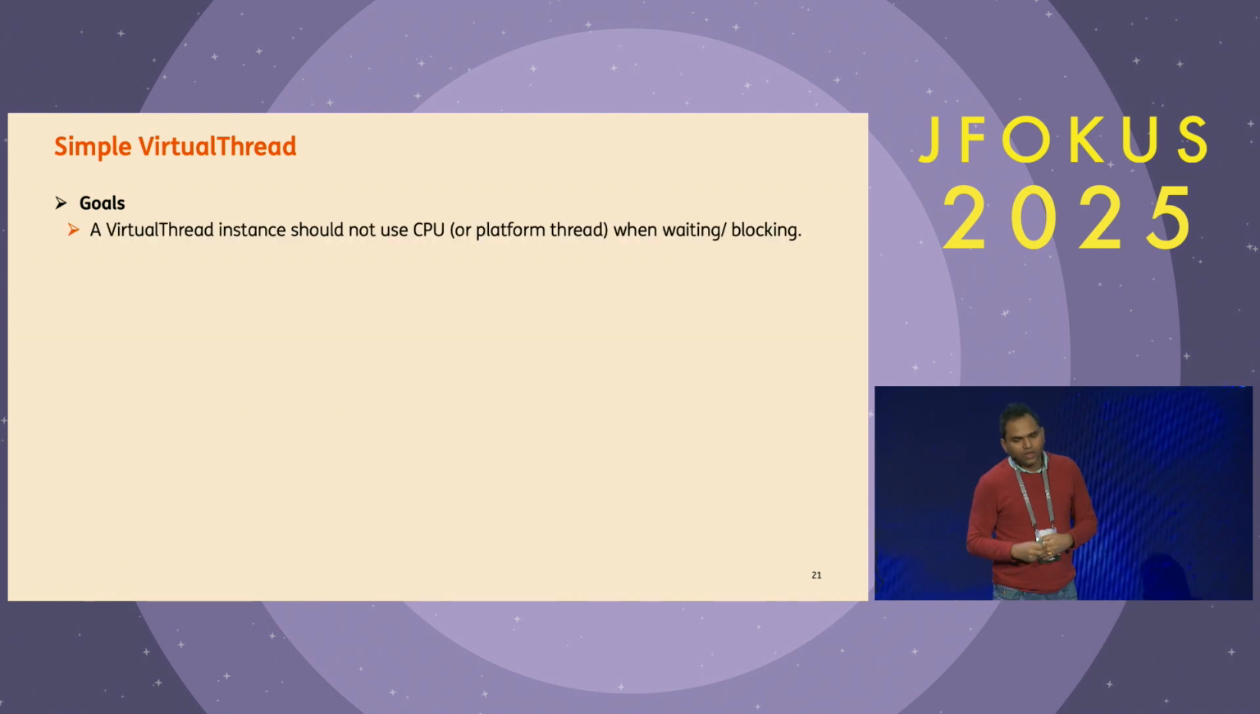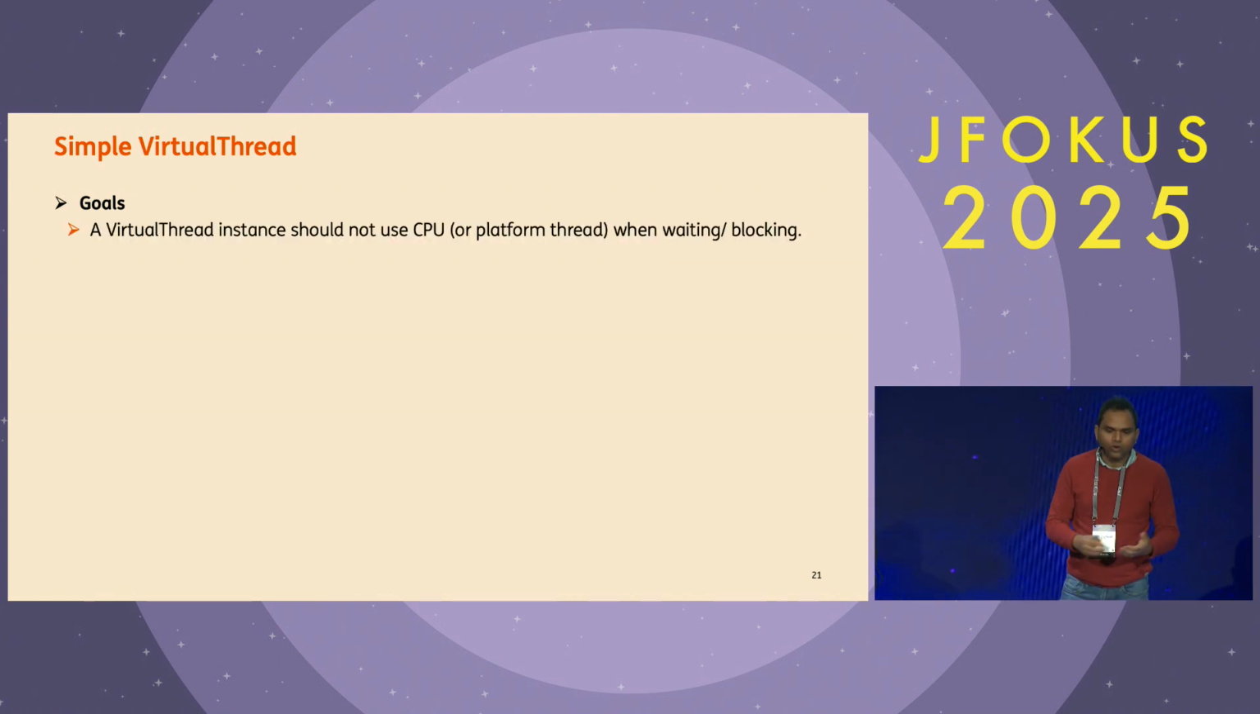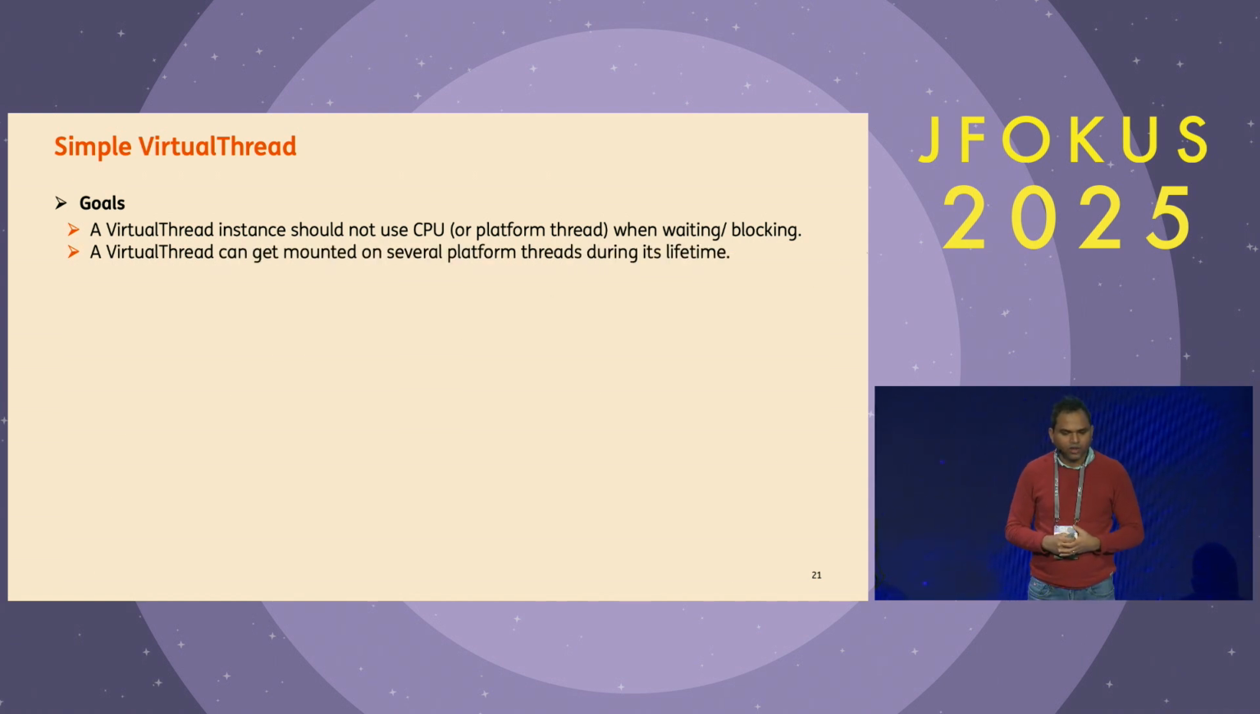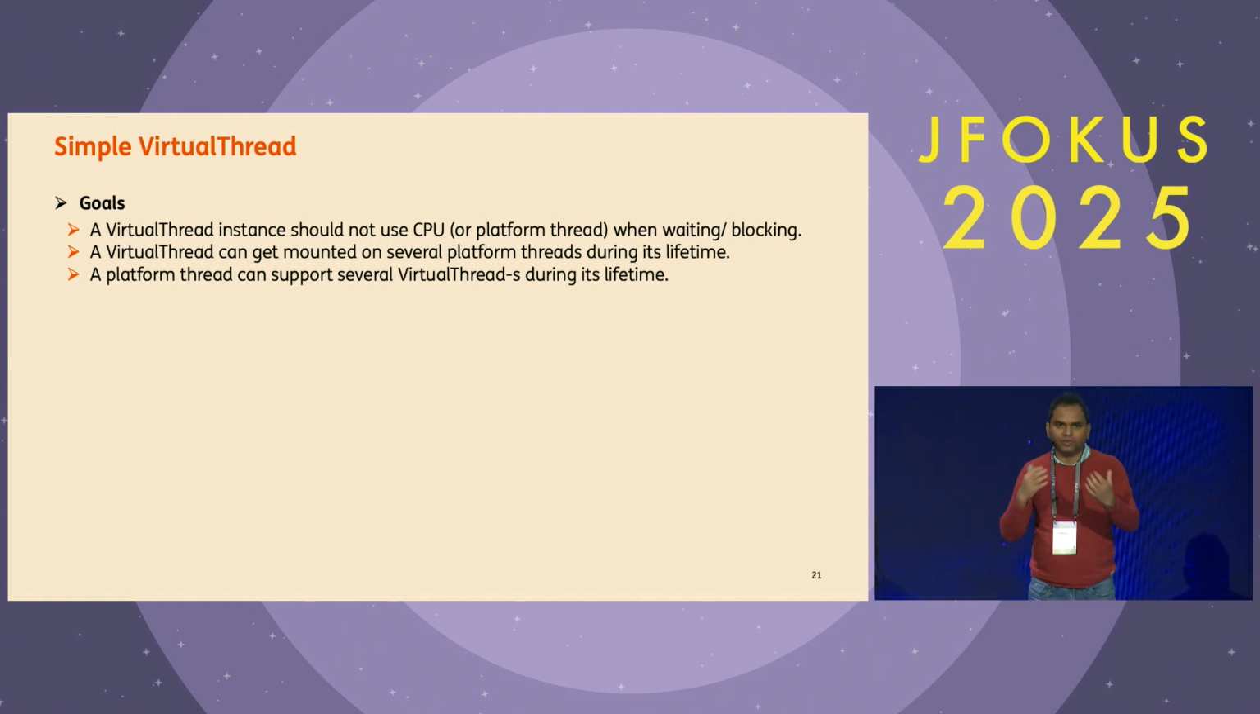So what are the goals? A virtual thread instance should not use CPU or platform thread when it is waiting or when it is blocked. Okay, that sounds reasonable. Also, a virtual thread can get mounted on several platform threads during its lifetime, and a platform thread can support several virtual threads during its lifetime. So basically, that many-to-many relationship between virtual threads and platform threads should be evident from our implementation of virtual thread. OK, these sound pretty reasonable. Let's go ahead and see how we can implement those.